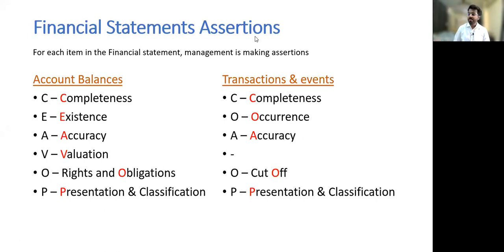Now, like we saw balance sheet items, there are some claims or assertions that the management makes for P&L items also. And you as an auditor are doing audit procedures in order to check for one or more of these assertions. For P&L items, P&L items are called transactions and events. Now, like you saw balance sheet items, now we will be seeing P&L items. For P&L items, again, see the first one.